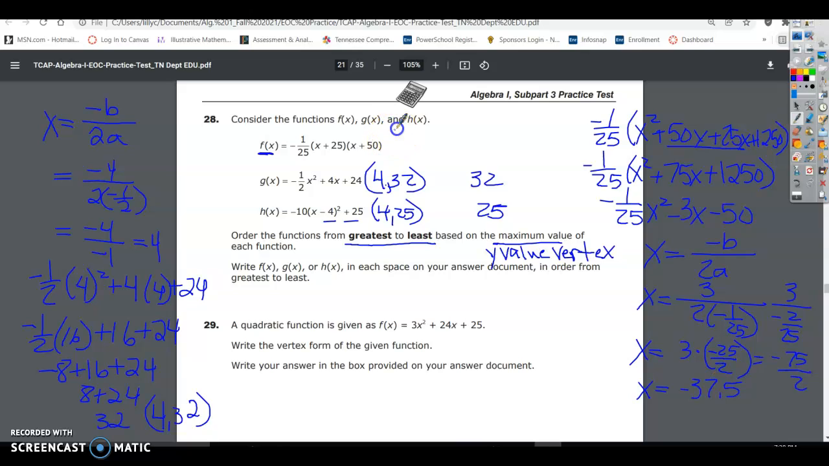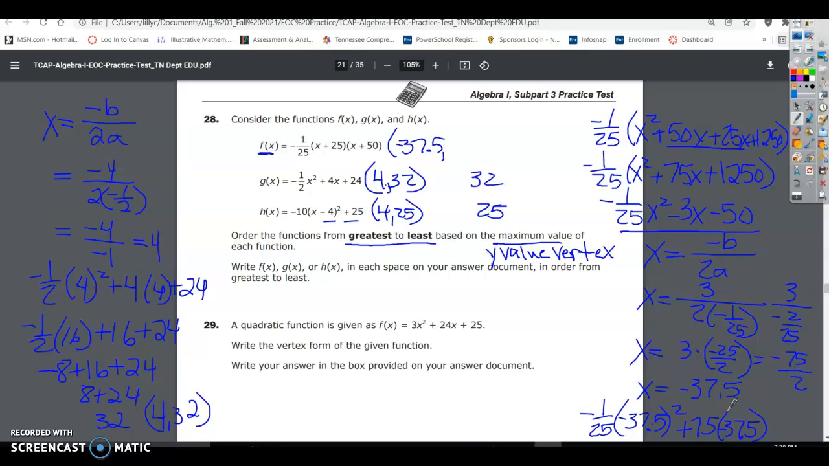I need my y value. Okay, so negative 37.5. All right, so plug that in. I'm going to plug it back into my original equation. So negative 1/25 times negative 37.5 squared plus 75 times negative 37.5.